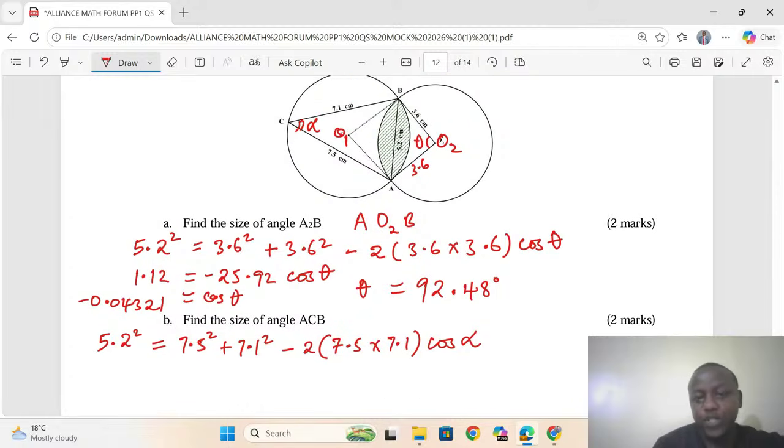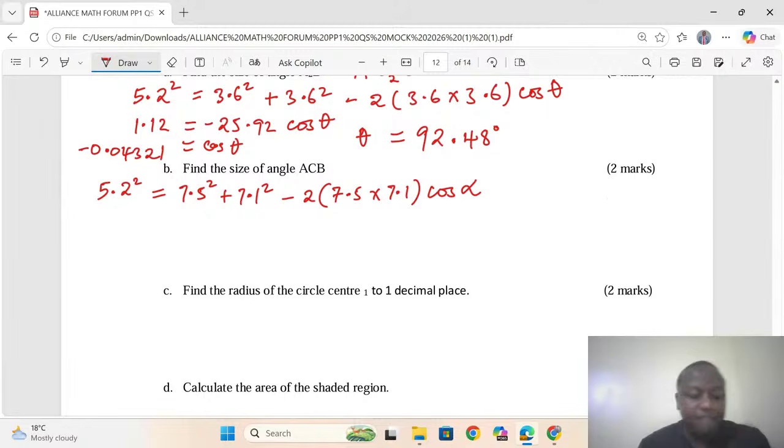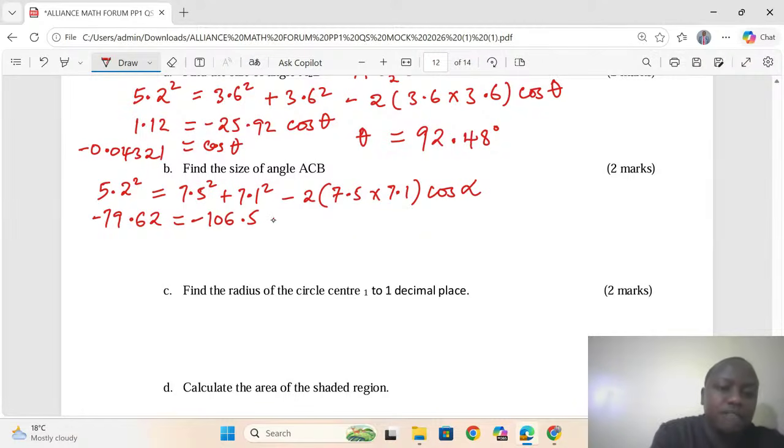So we are applying cosine rule again for the triangle ABC, so we can get the angle alpha there. Taking 5.2 squared minus 7.5 squared minus 7.1 squared, this is negative 79.62. This is equivalent to, on the other side, minus 2 multiplied by 7.5 times 7.1. We get negative 106.5, the cosine of angle alpha.